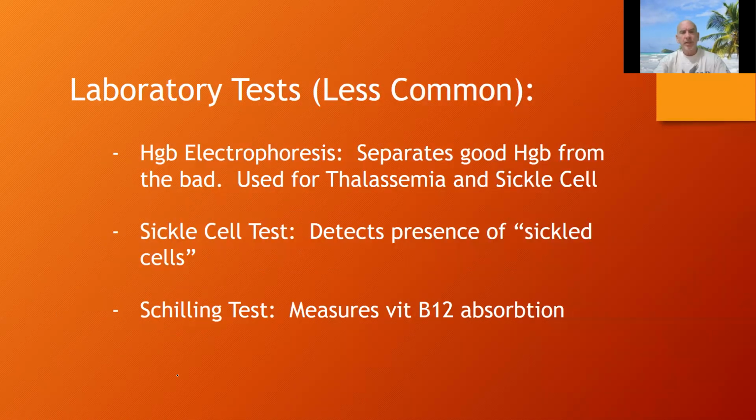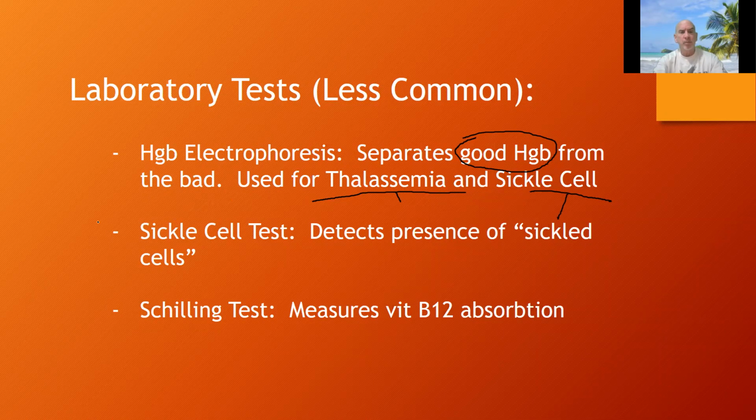Some other tests that are more rare, and this is when we start suspecting something different. The hemoglobin electrophoresis, they go in the lab and they separate the hemoglobin into the different types. Now there again, this is good for thalassemia and sickle cell, because we can see exactly what those red blood cells look like. Are they too small? Are they shaped like a sickle? And that will tell us what type of anemia the person has.